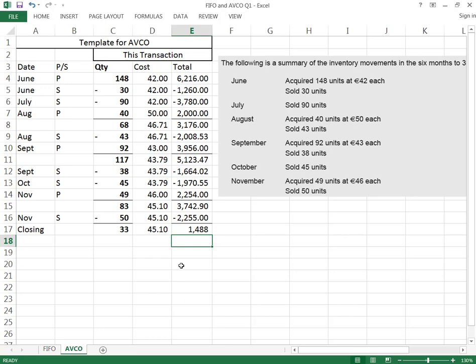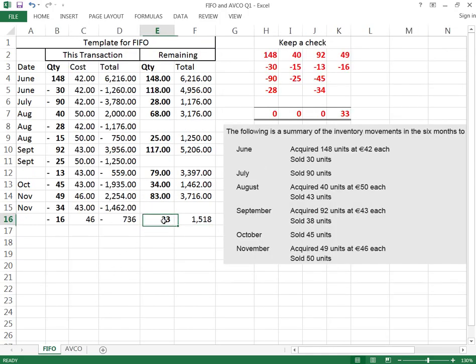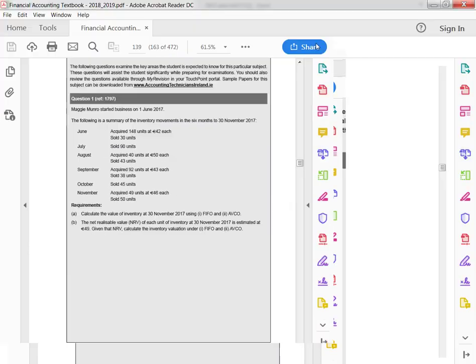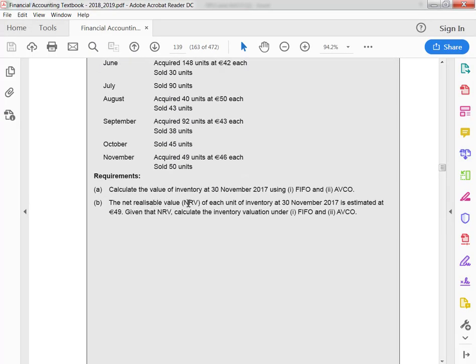Now, let's just go back to that question. So in FIFO, we have 33 units left with a value of 15.18. Under AVCO, we have 33 units left with a value of 14.88. Okay, so that's your AVCO, but there was a little bit more in this question that you had to think about. Let me pull this back across for you. It said that the net realisable value of each unit of inventory is estimated at €49. Now, given that net realisable value, calculate the inventory valuation under FIFO and under AVCO.